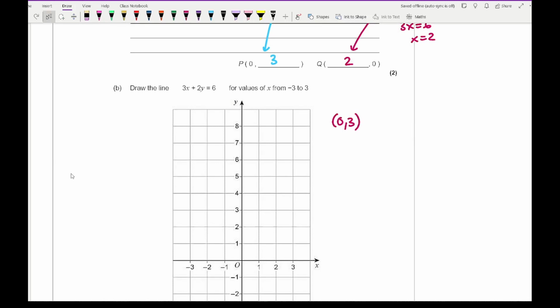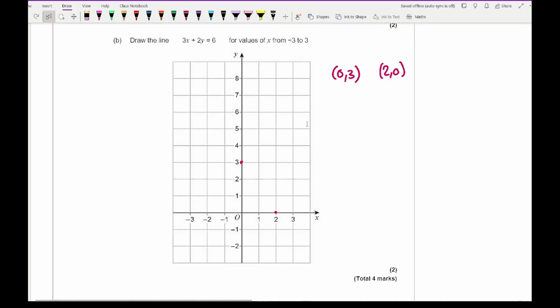So 2 coordinates. So I've got 0, 3 and 2, 0. So 0, 3 is here and 2, 0 is there. And then I just need to draw a straight line that connects those 2 points, remembering that it needs to cross -3 to 3.